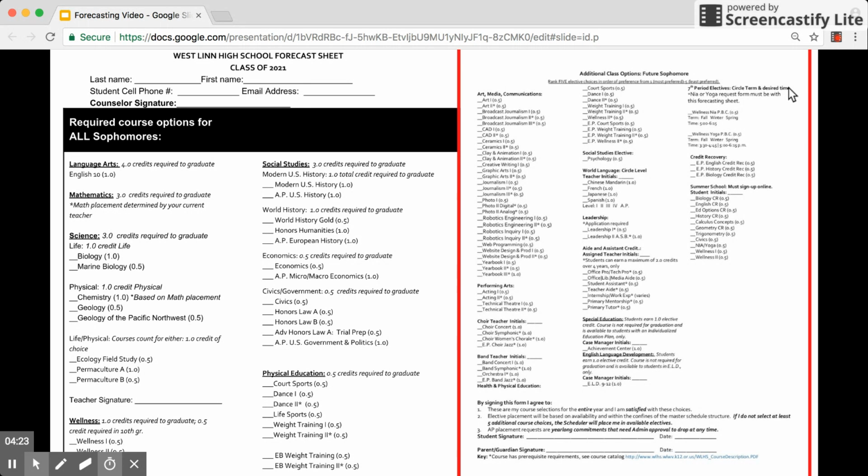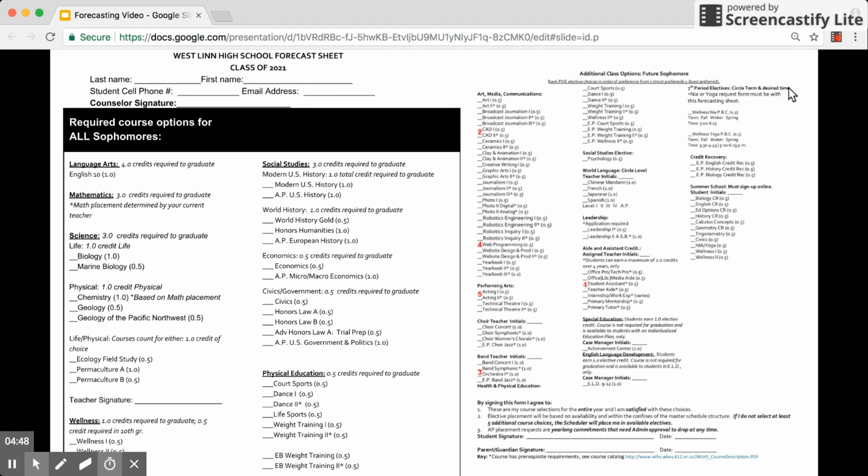The second side is a list of electives that are available to students. We do ask that students rank electives, at least 5 electives, 1 through 5, 1 being the highest priority elective, 5 being the lowest priority elective. It is possible that students will get the 5th ranking elective course, so we do ask that students not rank any courses that they are not willing to take.